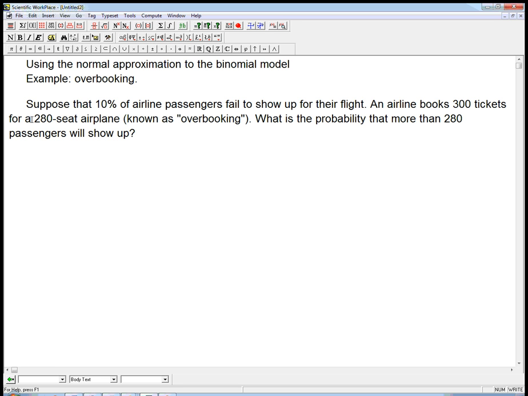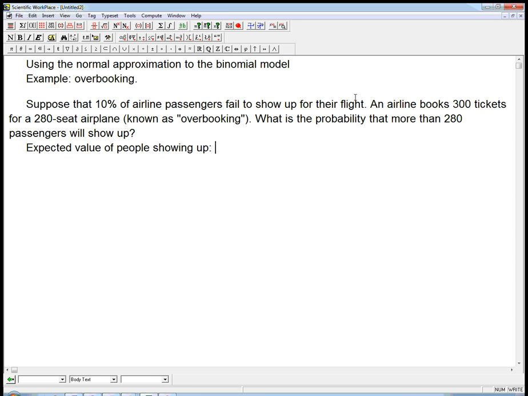They could just sell 280 tickets, but then they probably have on average a 10% empty airplane. That seems like wasted money from the perspective of the airline. What if they book 300 tickets? They get more money, and probably not all those people are going to show up. In fact, our expected value of the number of people actually getting on the airplane, the expected value of people showing up. Hey, that's a binomial problem.